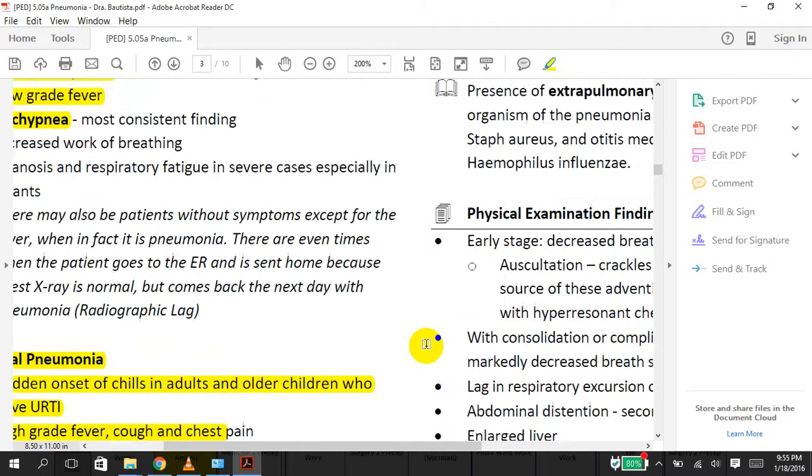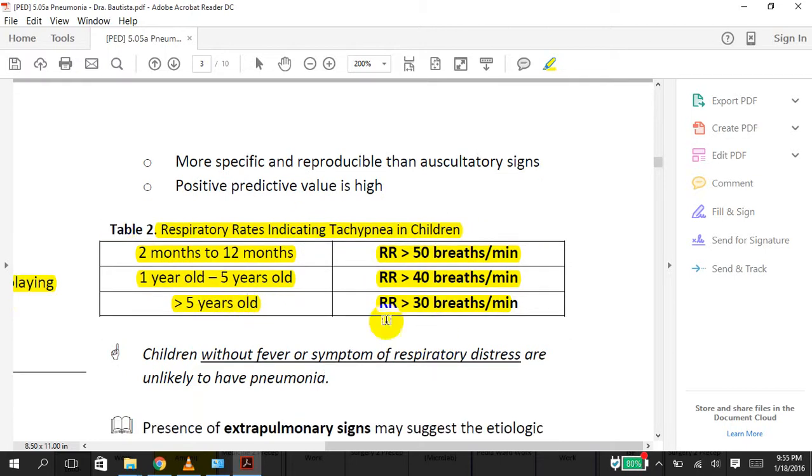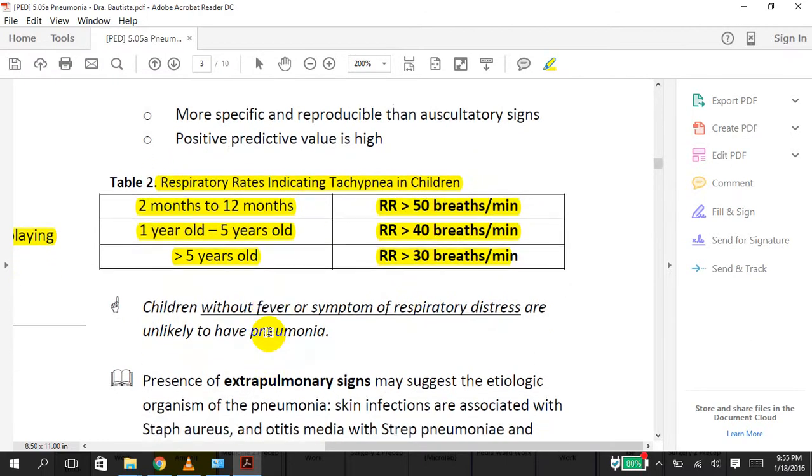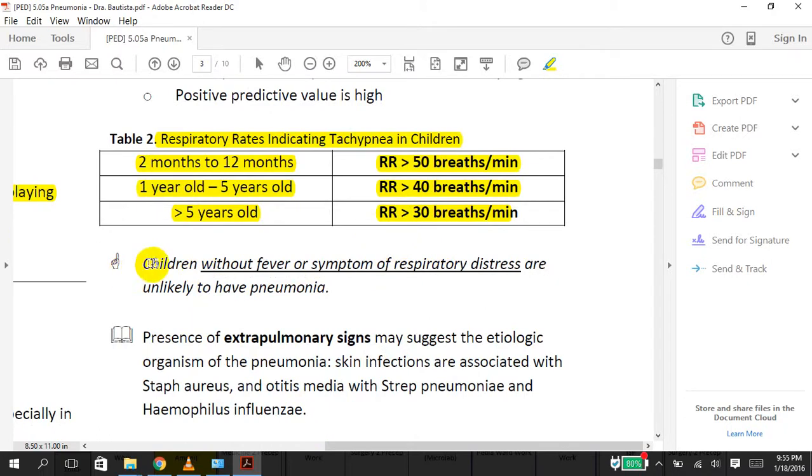As for the physical exams, this is a nice table of respiratory rates indicating the tachypnea in children. So if your pediatric patient is about 2 months to 12 months, especially if you record the RR more than 50, then you can say that the patient has tachypnea. For 1 year to 5 years old, more than 40, it's already an increased respiratory rate. And then if the patient is more than 5 years of age, an RR of more than 30 breaths per minute is an indication of tachypnea.